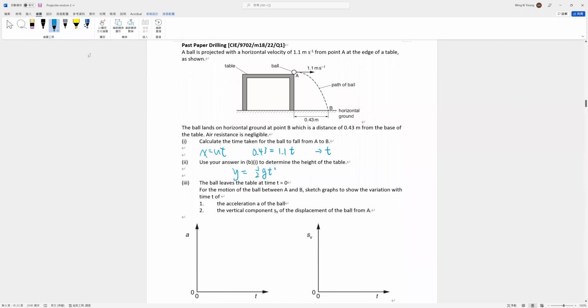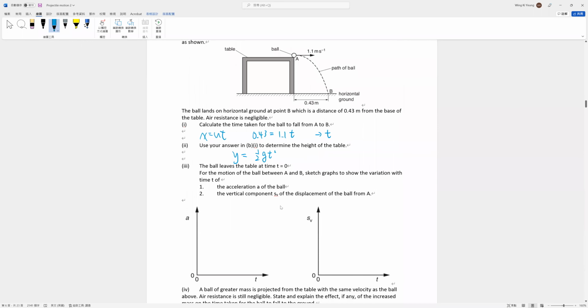Okay. So the next one is, lift the ball, draw the acceleration of the ball. The acceleration is always constant. It's always 9.81. So that's why this should be a horizontal line. If you're talking about the vertical component of the displacement, then you take a look at this formula. You know it should be a quadratic function. Then I think you have learned how to draw this graph. So this should be a curve.